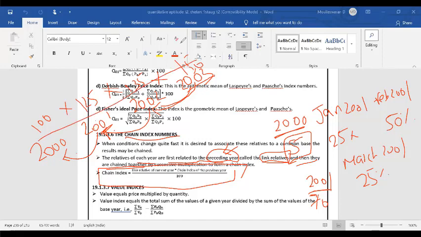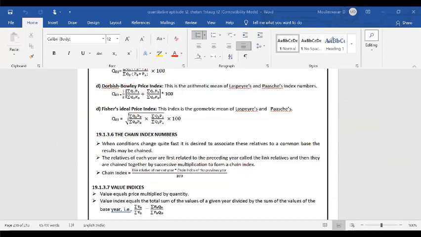You understood what I am telling? What is a chain index? Guys, are you able to understand? Yes, sir. Understood, sir. If I want to find out for 2004, what is the link relative? 2003. So I need to multiply all these link relative values, then I will get the chain index number. Am I clear? Okay, sir.